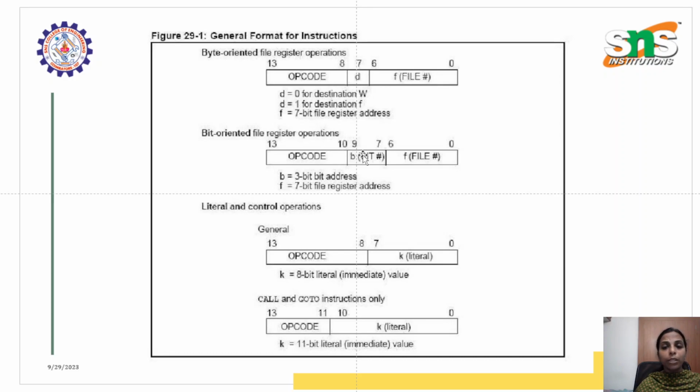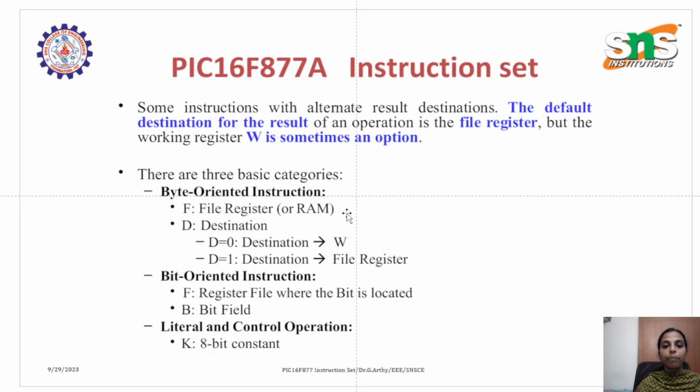And then the bit-oriented instruction. Here we see how many bits the opcode occupies out of the 14 bits, how many bits are required for the file register, and how many bits are required for storing the data. And here, the literals have bits for the opcode and for the literal or immediate data.